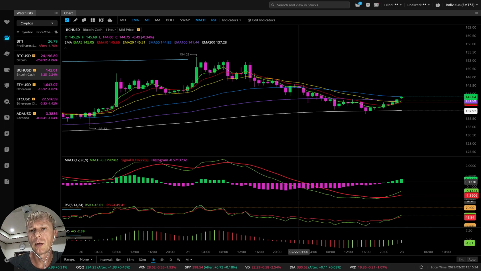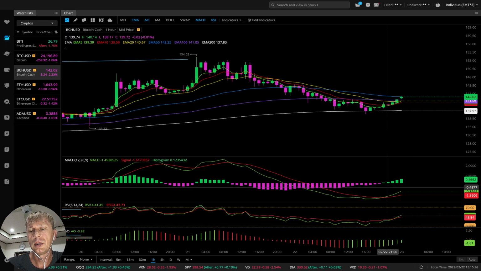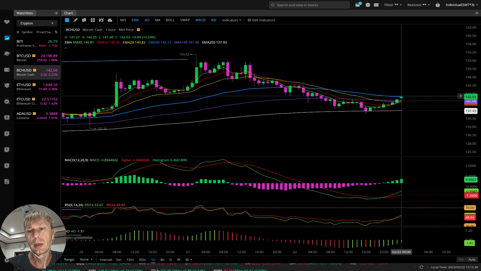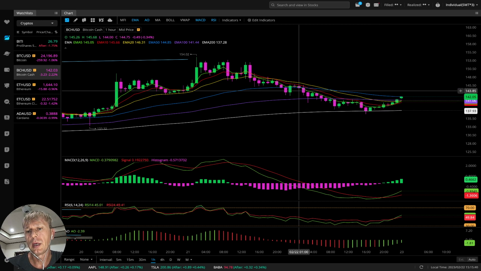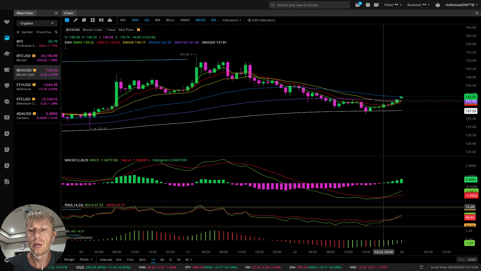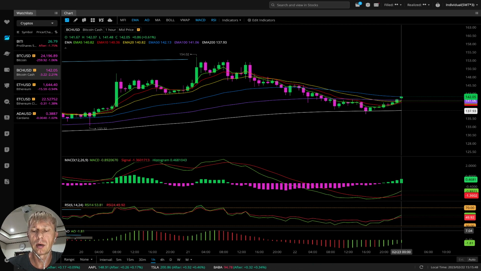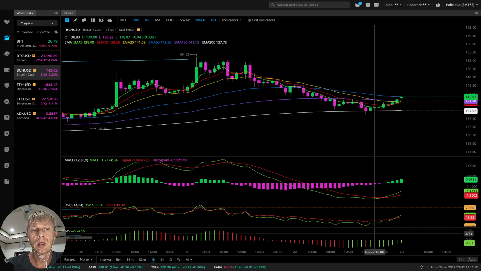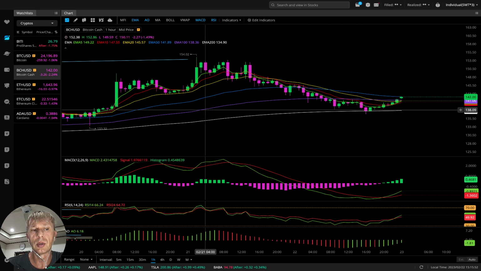Let's move to 1 hour. On 1 hour, it's trying to do a bullish correction. It was bearish all day, and in the last few hours MA5 did a bullish crossover over 10. MACD bullish crossover, RSI bullish crossover, awesome oscillator bullish. On the 1 hour time frame, Bitcoin Cash is bullish.